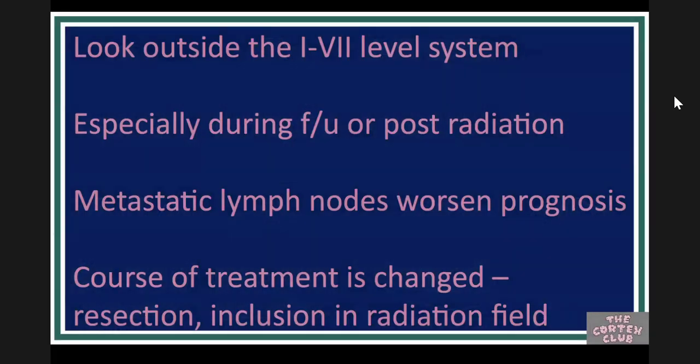So for these smaller lymph nodes, always look outside the level 1 to 7 system because, if you find these lymph nodes, it's definitely going to change management. These lymph nodes, especially look for them when you're following up these patients, especially following up scalp cancer patients, or look at Delphian and retropharyngeal if you're following up other head and neck cancers or post-radiation. Metastatic lymph nodes, as you know, they worsen prognosis. They definitely change the course of treatment. They have to be dissected or included in the radiation field.